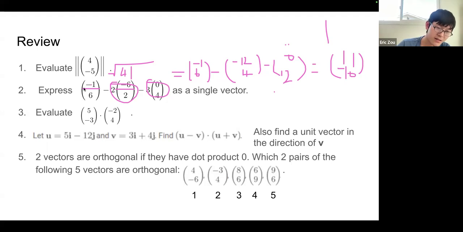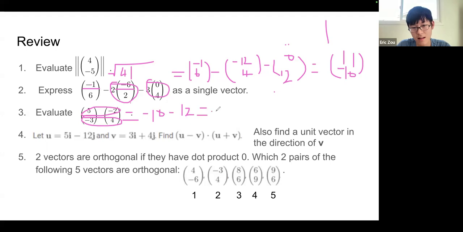Debo Priya, what's the answer to 3? Maybe I pronounced your name wrong. I'm sorry. I guess I'll just go over it then. So this, using the definition, is the product of the top two plus the product of the bottom two. So this is minus 10 minus 12, which is just negative 22.